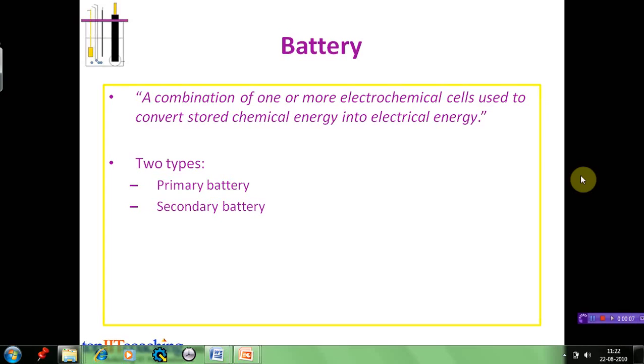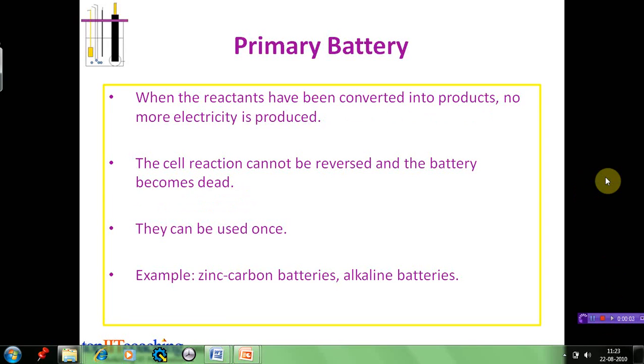Our next topic is the battery. A battery is either a single electrochemical cell or a combination of two or more electrochemical cells, generally connected in series, which are used to convert stored chemical energy into electrical energy. They can be classified into two types, primary battery and secondary battery. Let's see what is the difference between these two types.